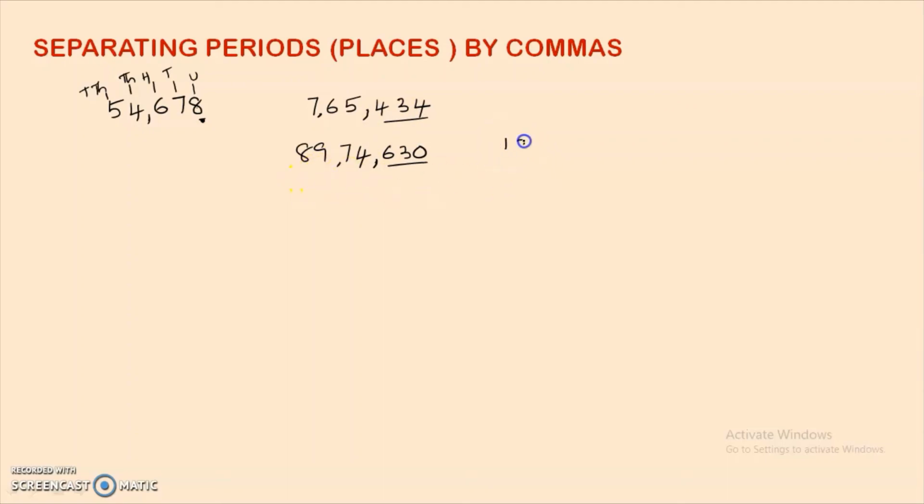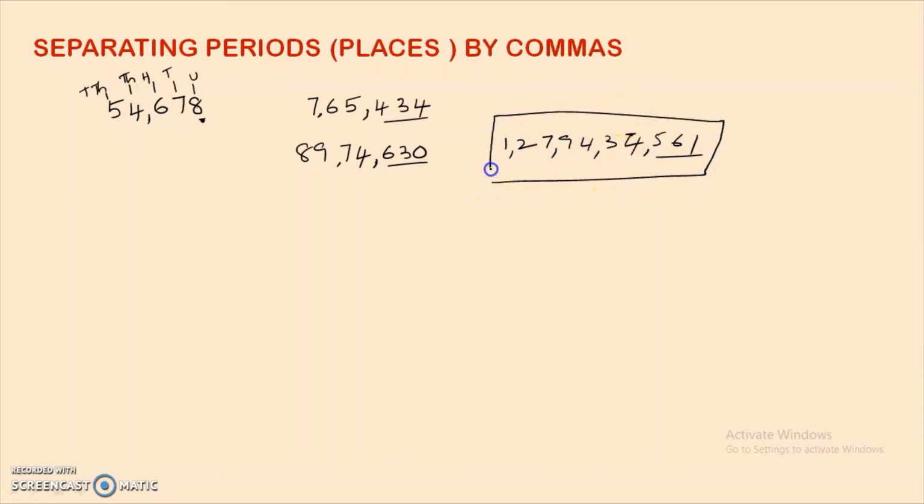So like that you can take any large number and we can separate by commas. You see here, after these 3 we will take 1, and after that, every 2 digits we will take. So in this way we can separate the periods by commas in the Indian system.